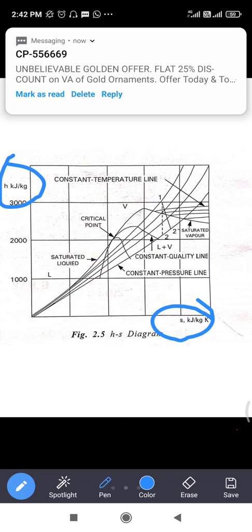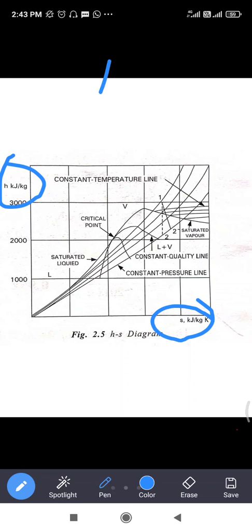Okay, next we'll learn, last one is the PV diagram. Okay, just wait a minute.